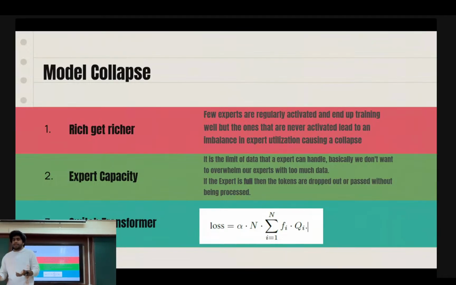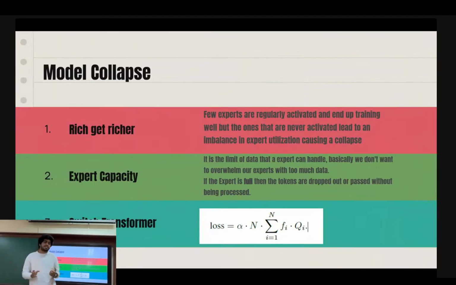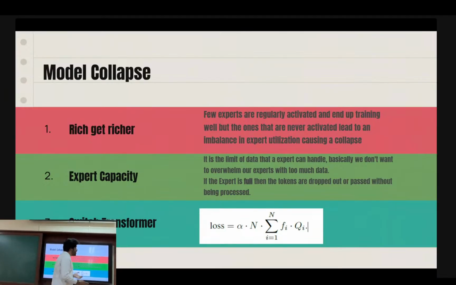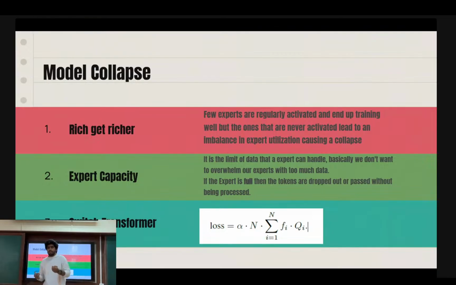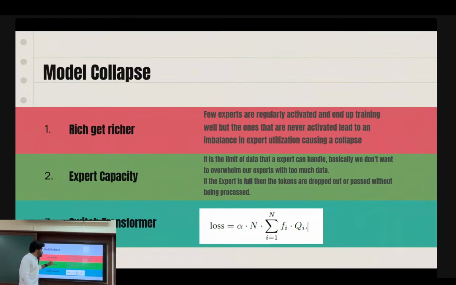If you're not learning, that causes a very big imbalance in the model. This is the biggest problem with MoE. The imbalance causes the model to just collapse. That is kind of what they figured out. They solved it with Switch Transformers. You also have expert capacity.